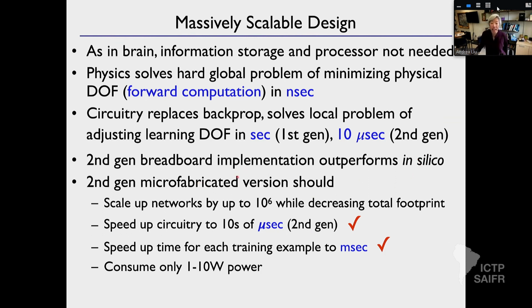And we can send this to a foundry. So in January, Mark's going to have a postdoc who can turn this into a design for a foundry. Okay, so we'll send it out. And we expect that when we do that, it's not going to be hard to scale up the networks by up to 6 orders of magnitude. That's all standard. While decreasing the total footprint.